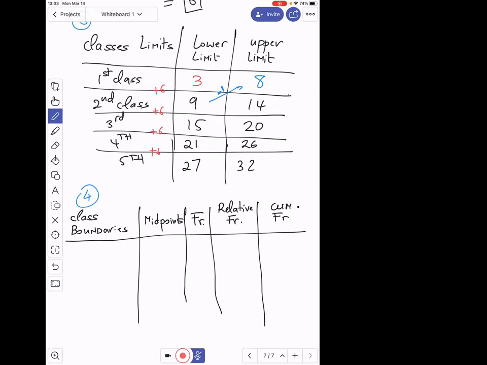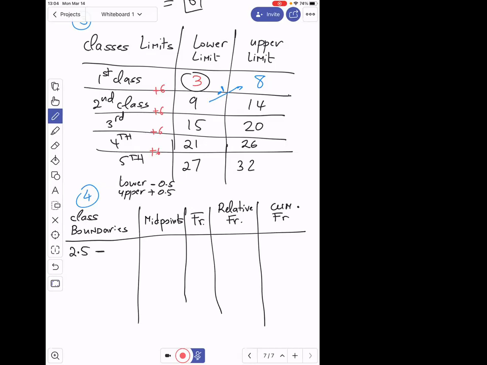So classes boundaries. You subtract 0.5 from the lower limit and you add 0.5 to the upper limit. So lower limit 3, then subtract 0.5, that's 2.5. I'm sorry, Professor, I'm writing it down. You said from the lower limit? Yes, you subtract 0.5 from the lower limit, and for the upper boundary, you add 0.5.